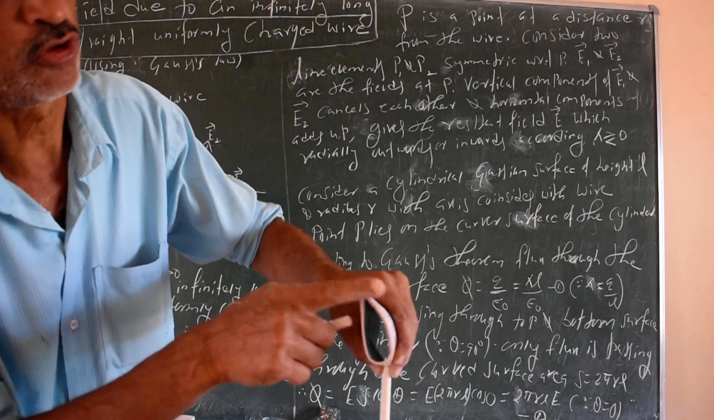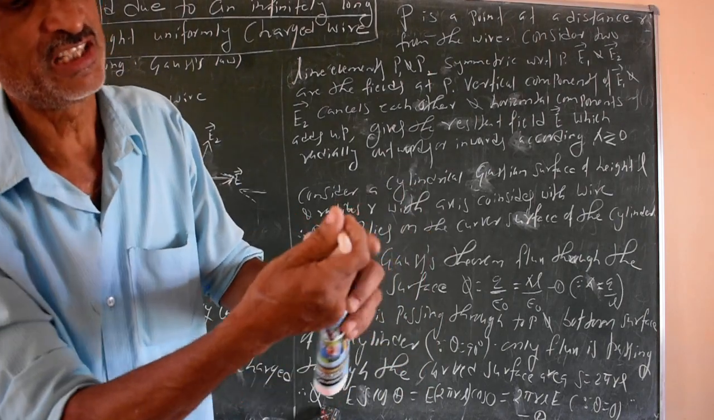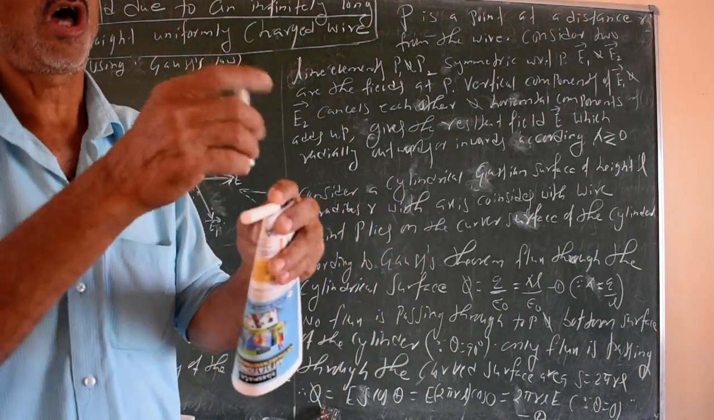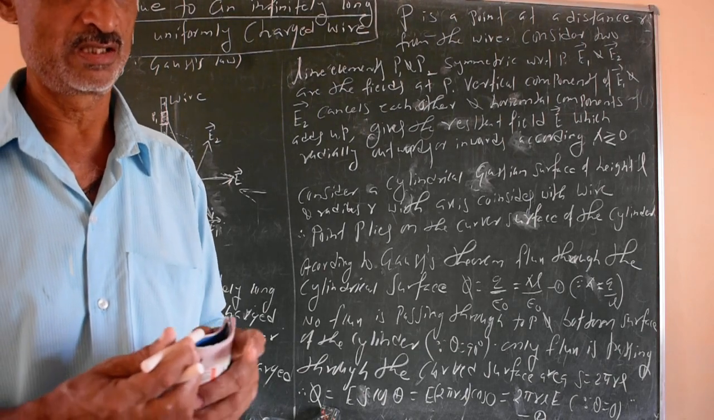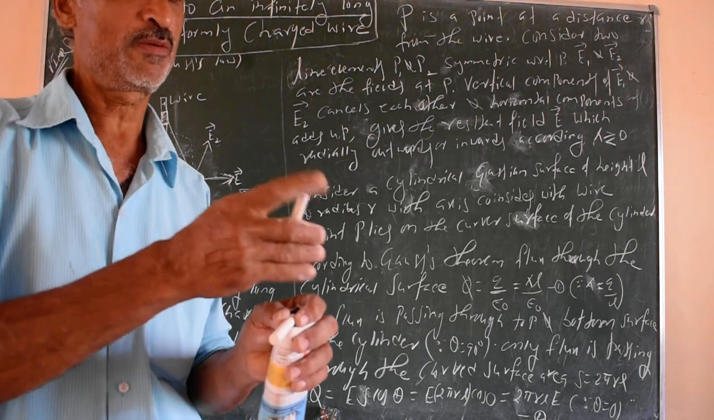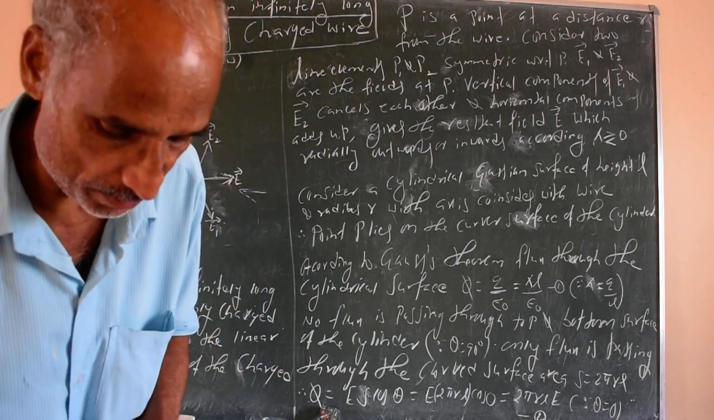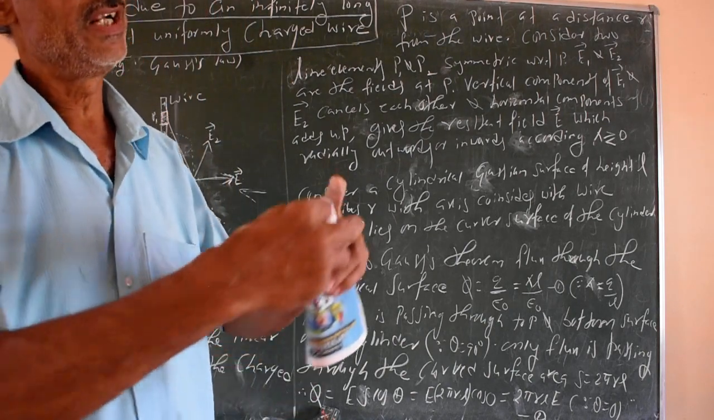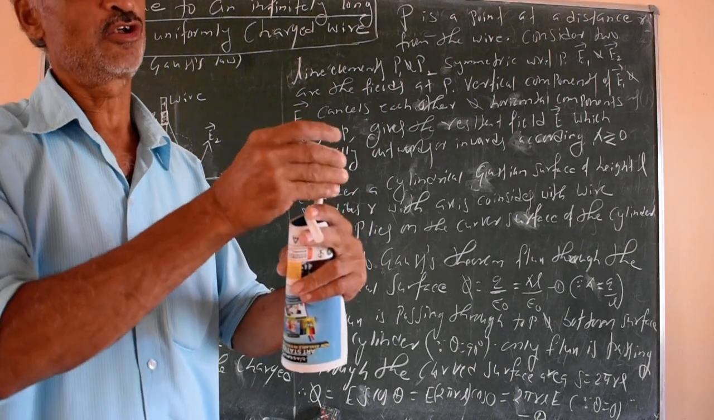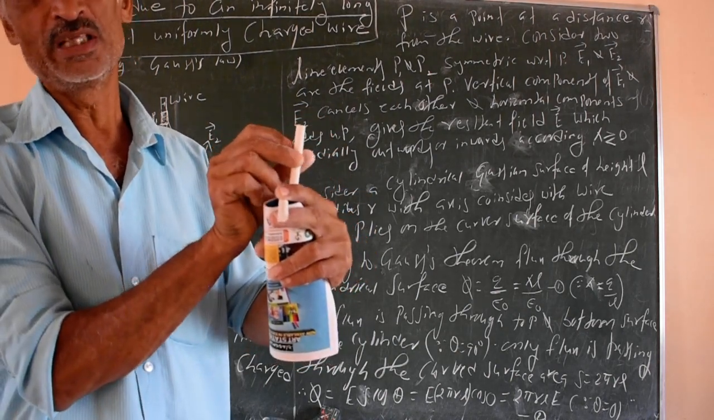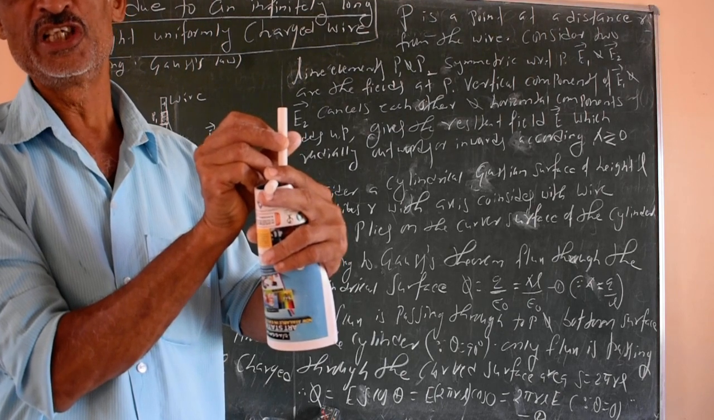What about the top and the bottom? The field is in this direction. The normal to the top and the bottom surface is like this. This is the top surface, this is the normal drawn, and this is the field direction. What is the angle between them? 90 degrees. Theta is 90.